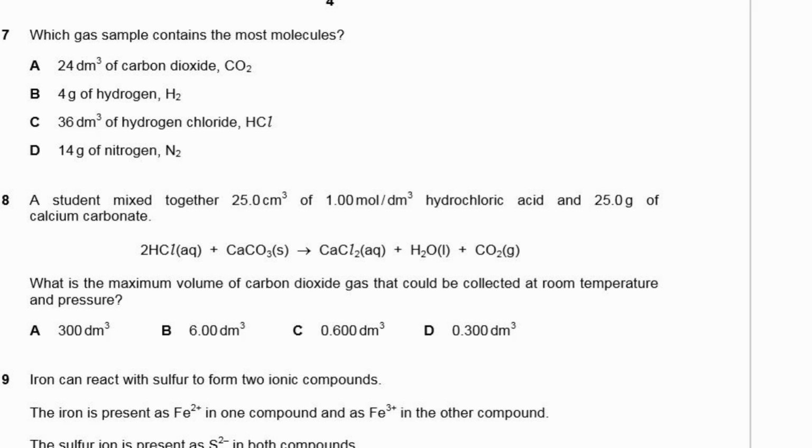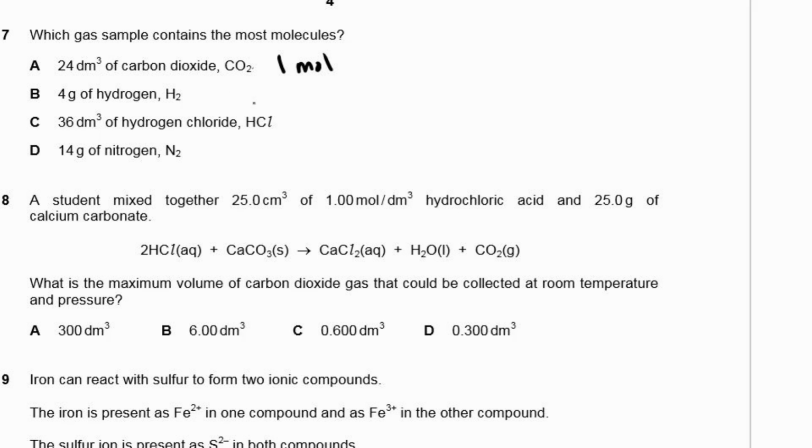Question 7. Which gas sample contains the most molecules? Okay, so a few calculations here. So 24 decimeters cubed of carbon dioxide. So we need to figure out how many moles. So there are 24 decimeters cubed in every mole of carbon dioxide. So that means if you have 24 decimeters cubed of carbon dioxide, you have 1 mole because this is a gas.